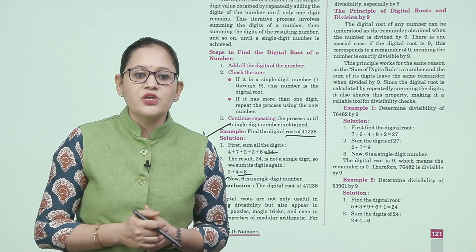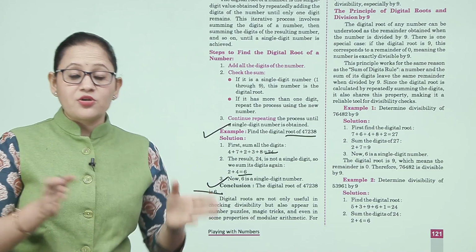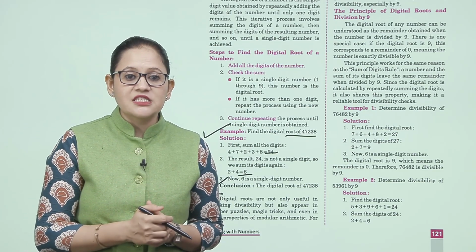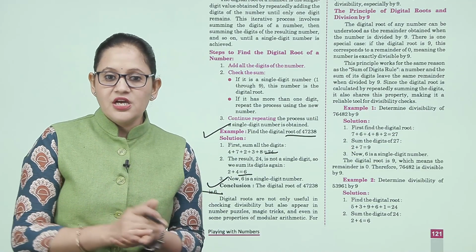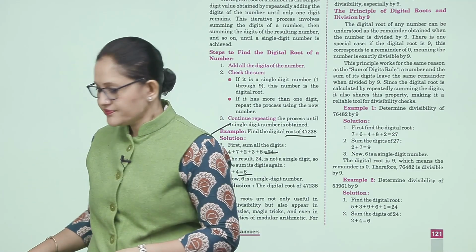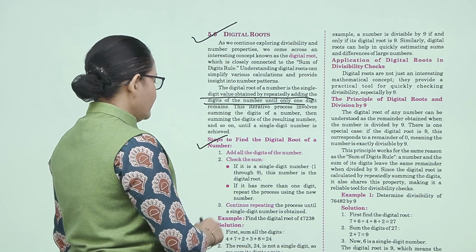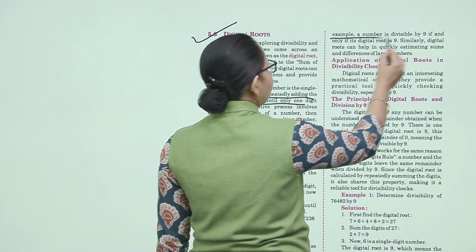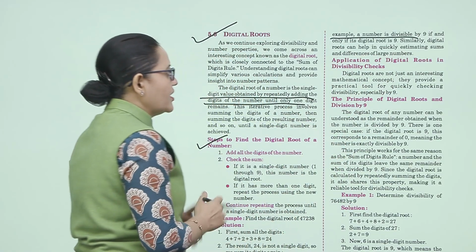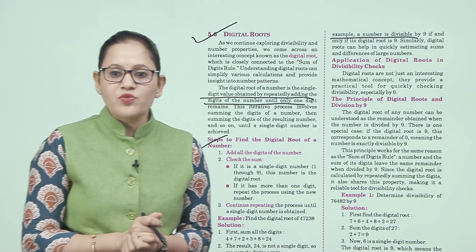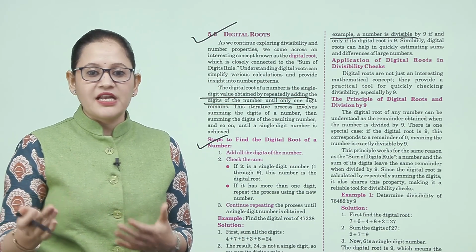Digital roots are not only useful in checking divisibility but also appear in number puzzles, magic tricks, and even in some properties of modular arithmetic. For example, a number is divisible by 9 if and only if its digital root is 9. Similarly, the digital root can help us quickly estimate the sum and difference of large numbers.